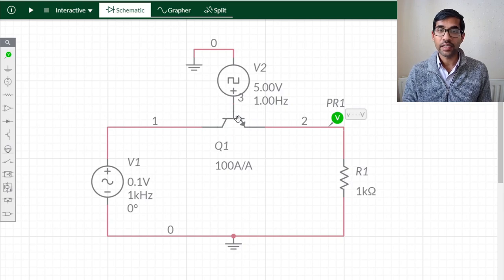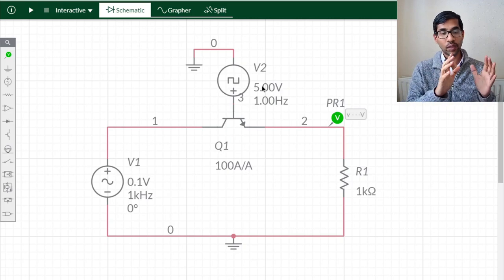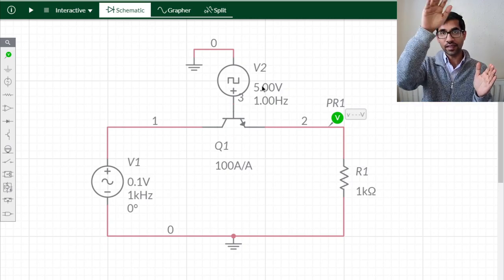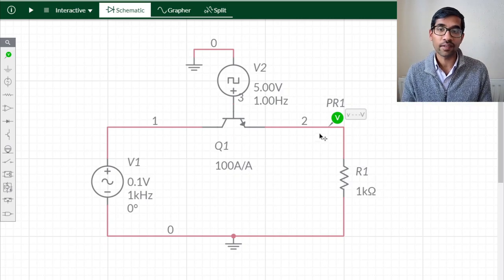So I've used the BJT here, and I'm giving it a clock source. This clock source is 5 volts in amplitude, so it goes from 0 to 5 volts, and the frequency is 1 hertz. So every 1 second, the signal goes high, and then after 1 second, it goes low again, and so on and so forth. Okay, so let's look at the working of the circuit.